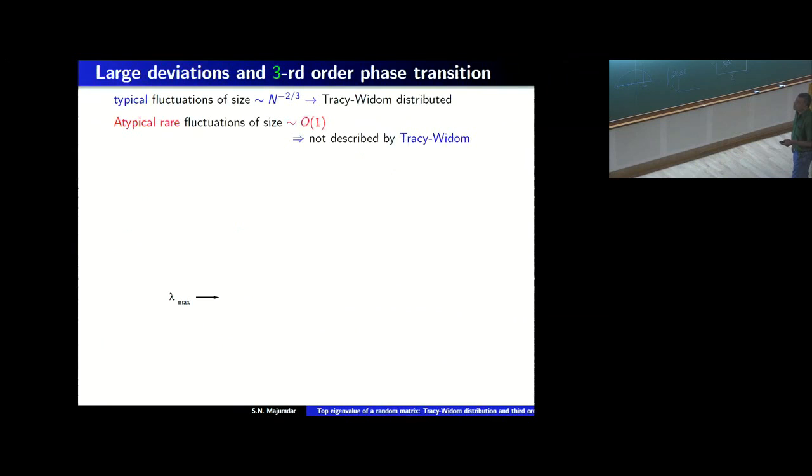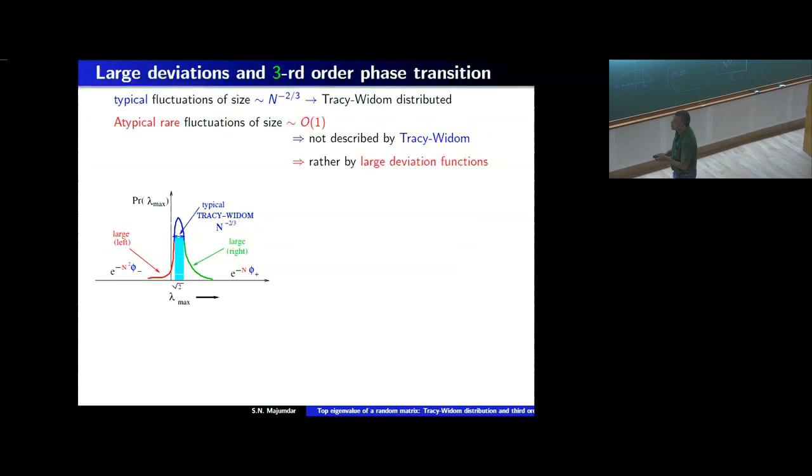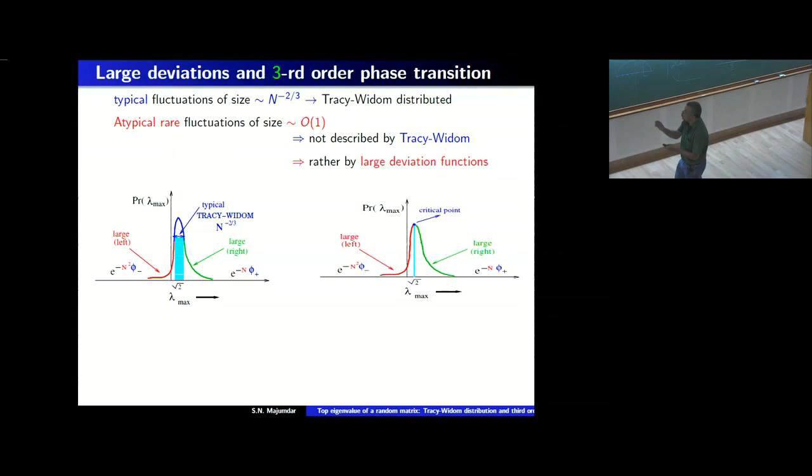So to be more precise, if I look at the PDF of lambda max, there are these three parts for finite but large n. There is a central Tracy-Widom part, a left part, which is exponential minus n squared of phi minus, and a right part, exponential minus n. Now, as we increase n, if you take the n to infinity limit, this central part squeezes to a point, essentially, and what you see is only the large deviation tails. Even though probabilistically they're very small, this is almost like a point mass here, and you only see the red and green parts, the tails.